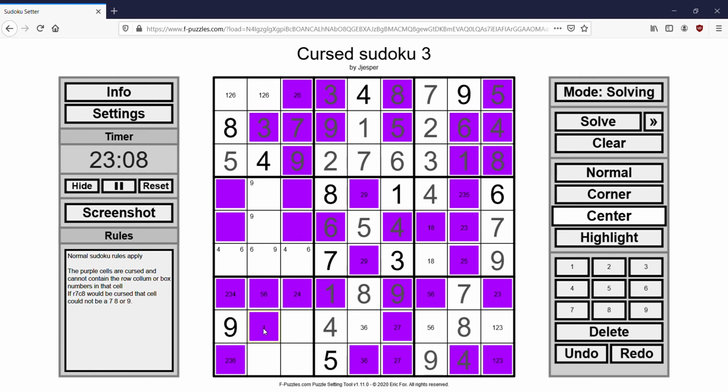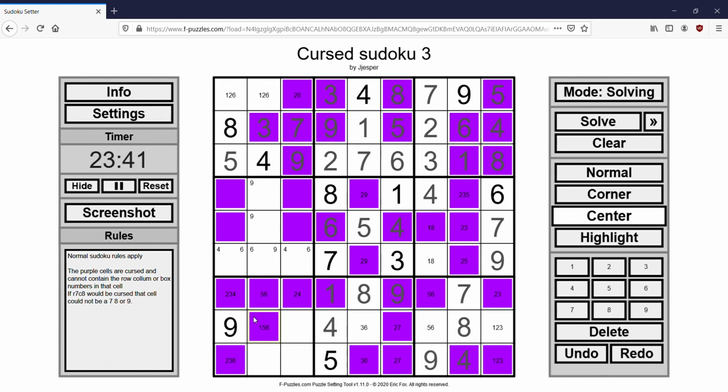This can be 1, not 2 because of the row, not 3 or 4 because of the column. I think it can be 5 or 6. Can't be 7 because of the box. And not 8 or 9 because of the row. All right, that's fairly restricted. I don't see any exploitable patterns here with those just yet, but it will reveal itself eventually, I promise.